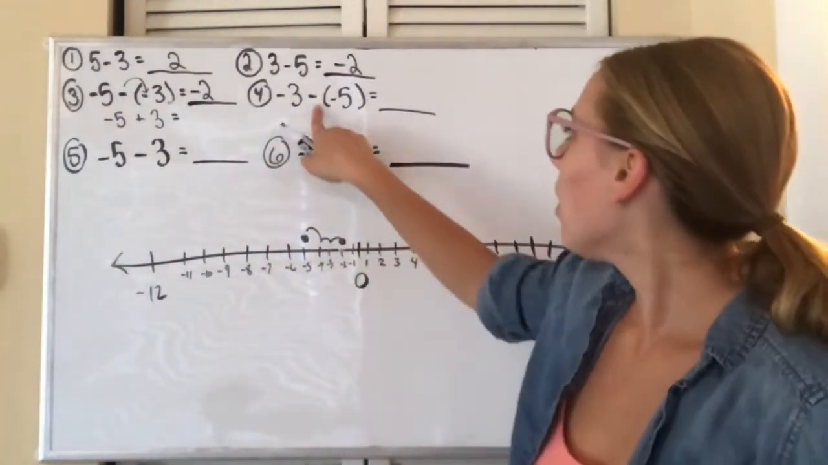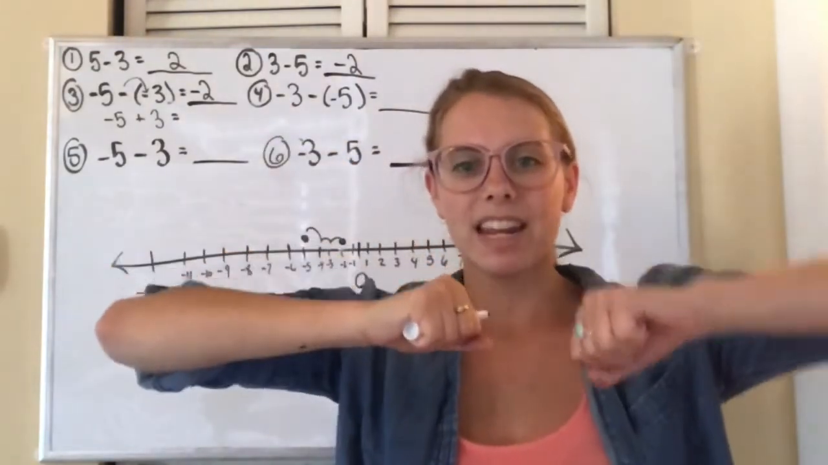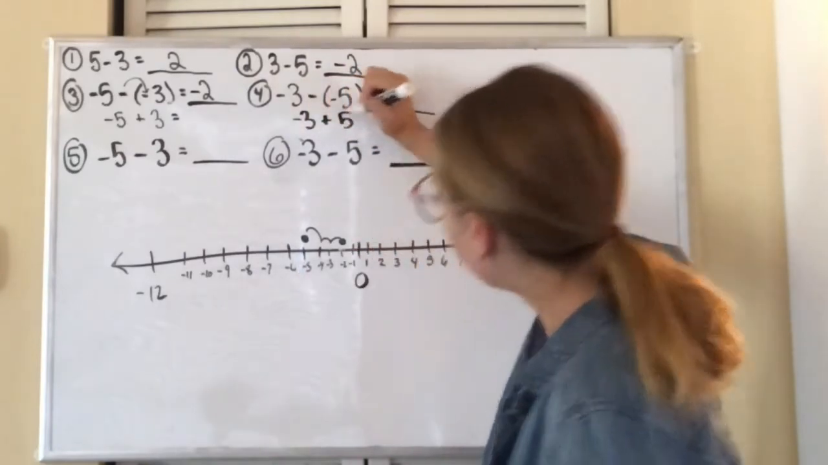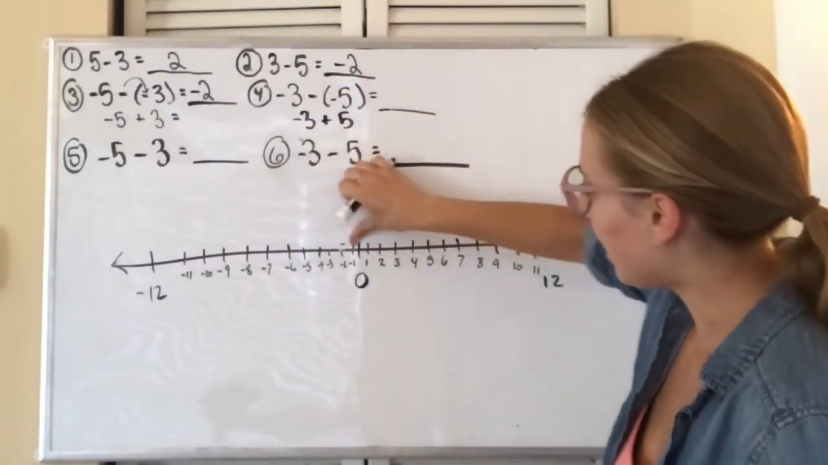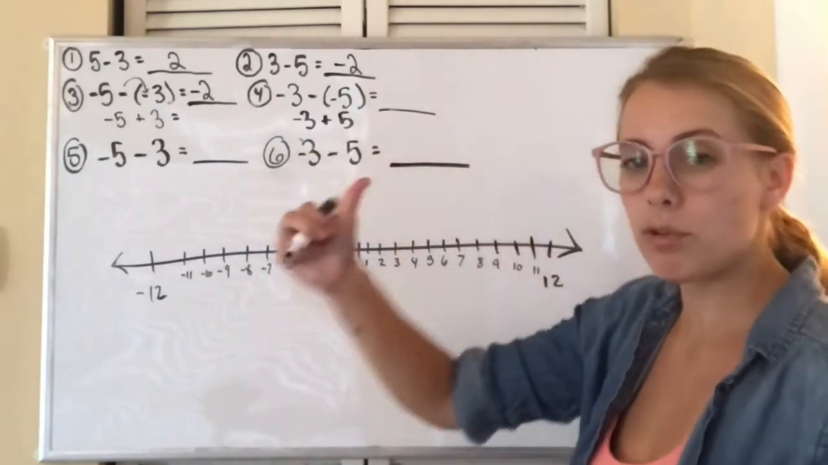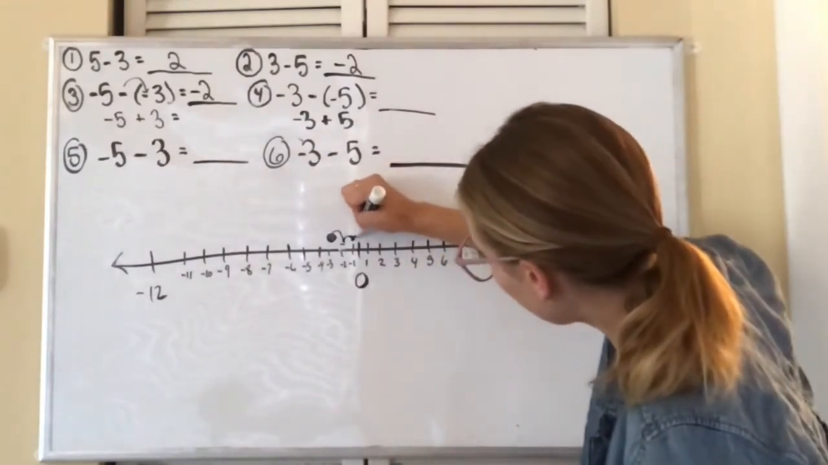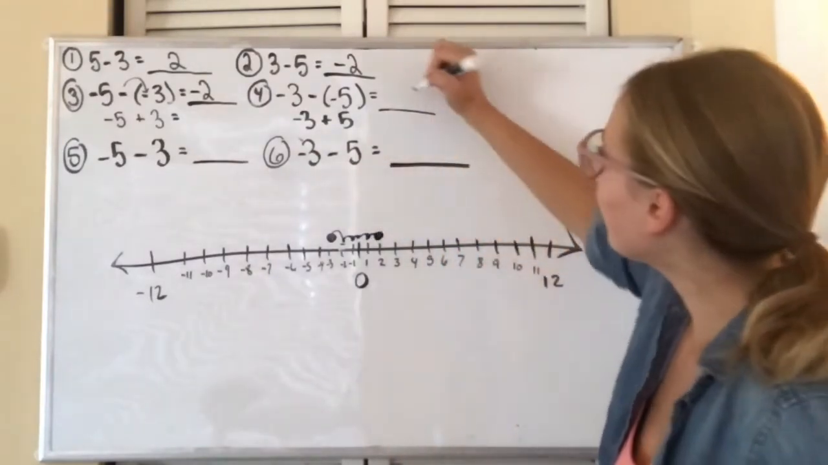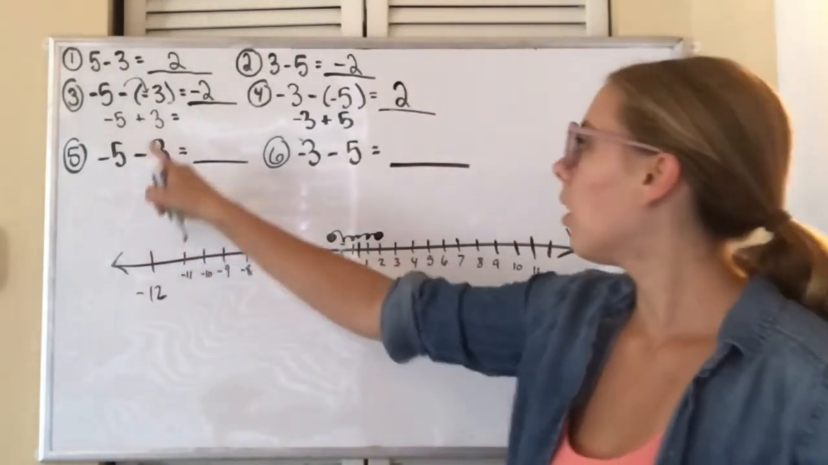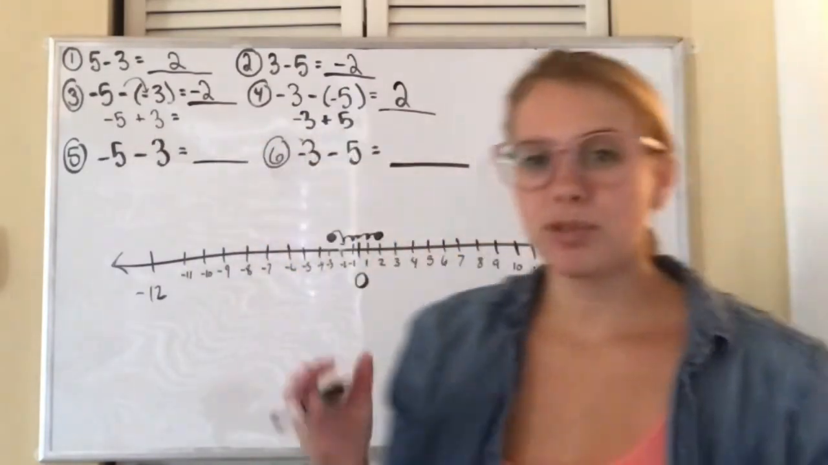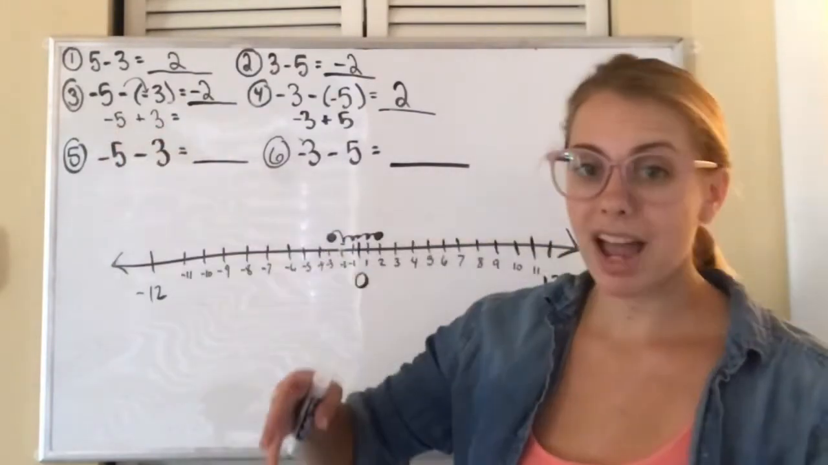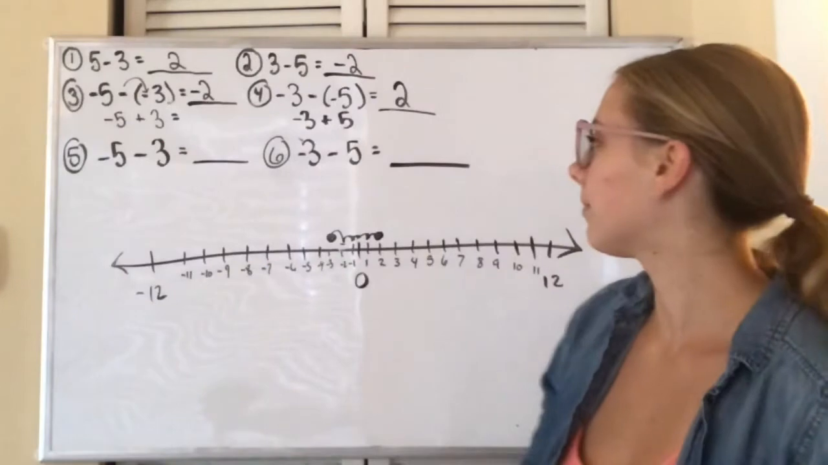So let's do this here as well. -3 minus -5 is the same thing as -3 plus 5. And let's try this on here. I have -3, and I'm going to add 5. If I'm adding, I'm moving to the right. So 1, 2, 3, 4, 5 gives me a +2. Because these are addition problems, you could also sing your song: same signs, add and keep; different signs, you subtract, keep the sign of the higher number.